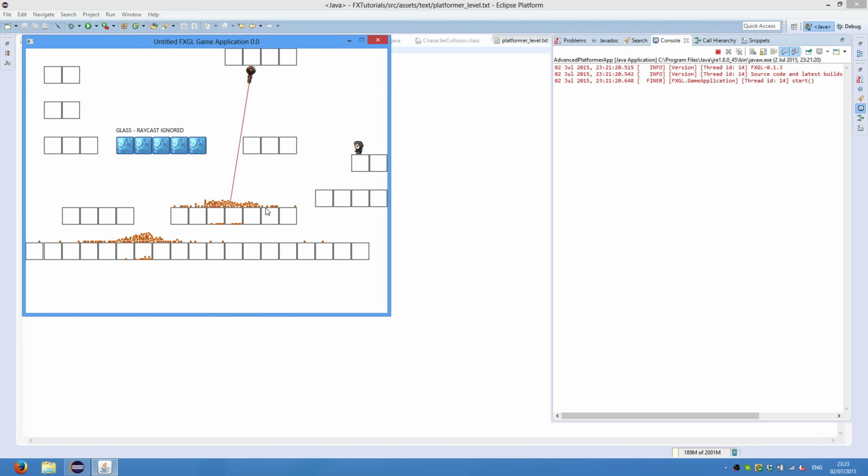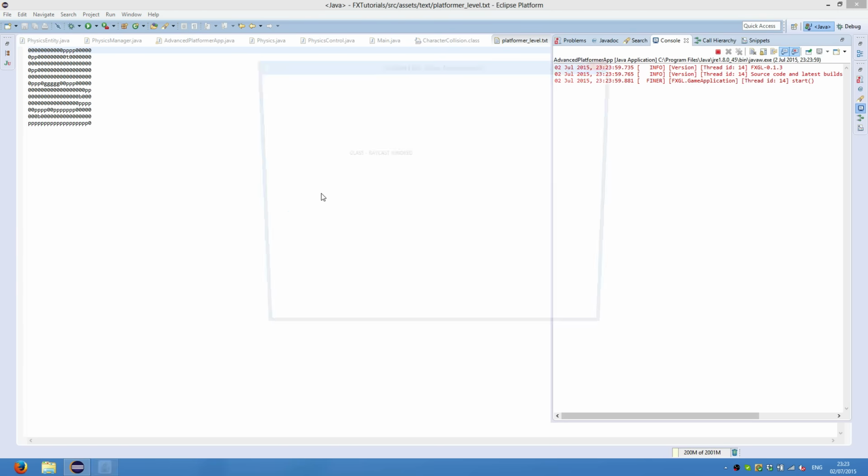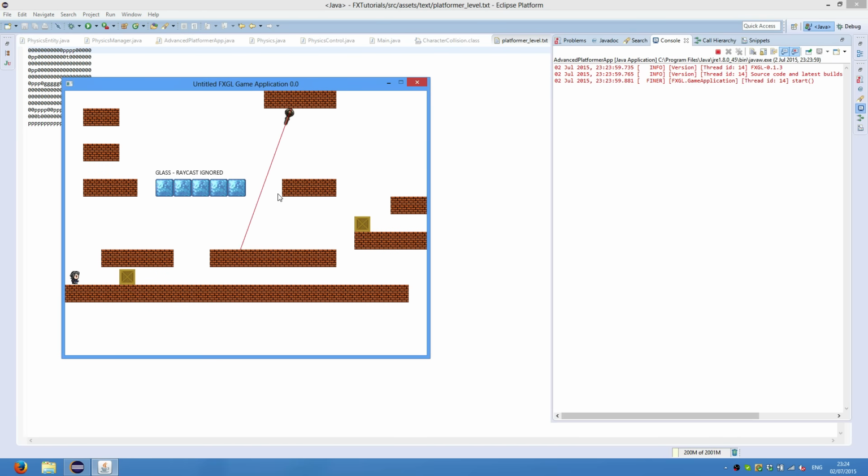And so this pretty much looks like a decent-ish kind of level from a platformer, just because I downloaded those sprites and used them instead of just plain rectangles.